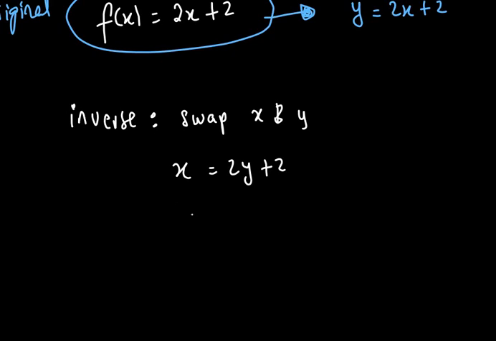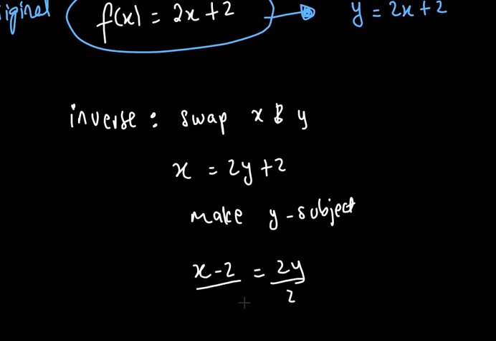After swapping x and y, number 2, make y the subject. To make y the subject, you're going to have x minus 2 equals 2y. I took the 2 to the other side to change the sign. Then I divide by 2, I divide by 2. Therefore, my y is equal to x minus 2 over 2. This now is the equation of the inverse.